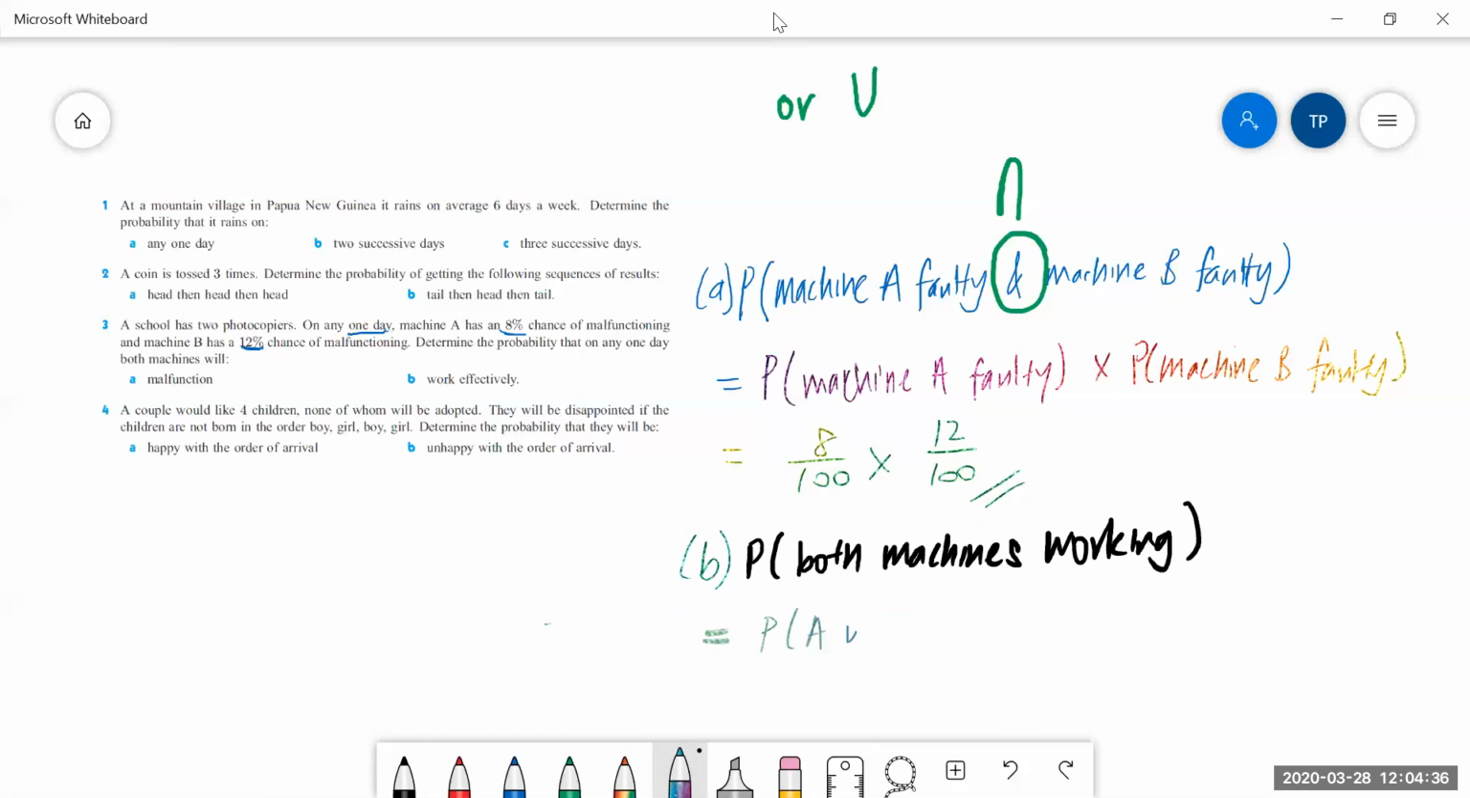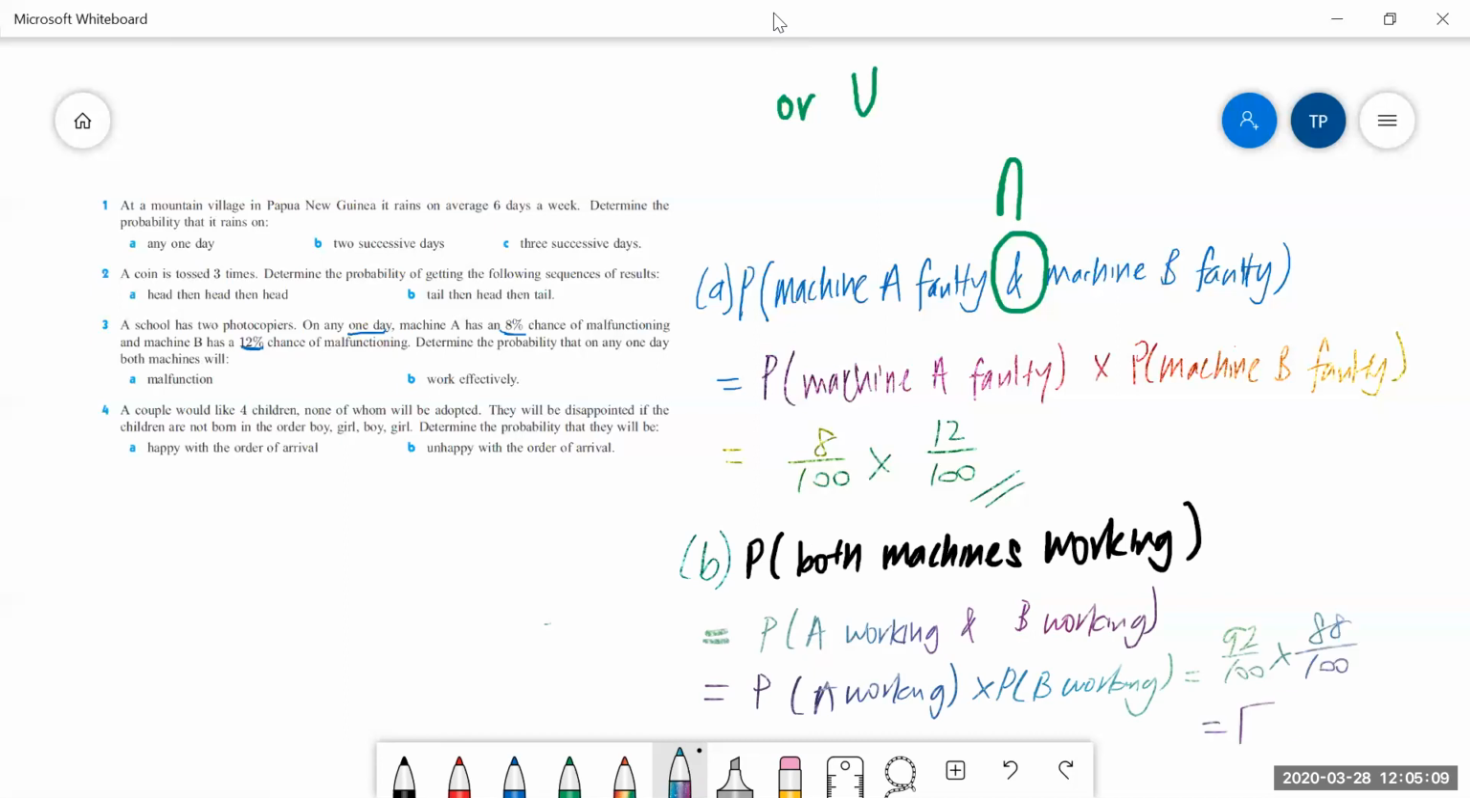Because over here, what you want to show is that both machines working means the probability of A working and B working, right? Since they are independent of each other, it will be the probability of A working times the probability of B working. So it becomes 92/100 times 88/100. Yes, so you go and evaluate.